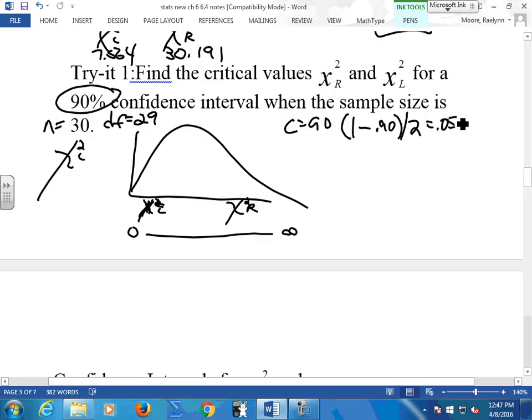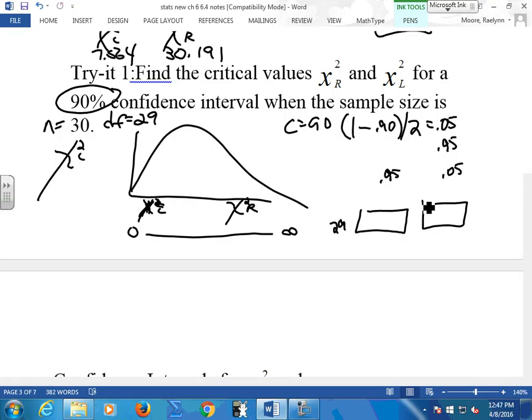What's its counterpart to 0.05? 0.95. So now, you're going to look in your table at 0.95, at 0.05. You're going to come down to your degrees of freedom of 29, and you're going to pull out these two numbers. 17.708. So which one is that, the left or the right? The left. Because it is smaller. 17.708. And what's the right? 42.557.